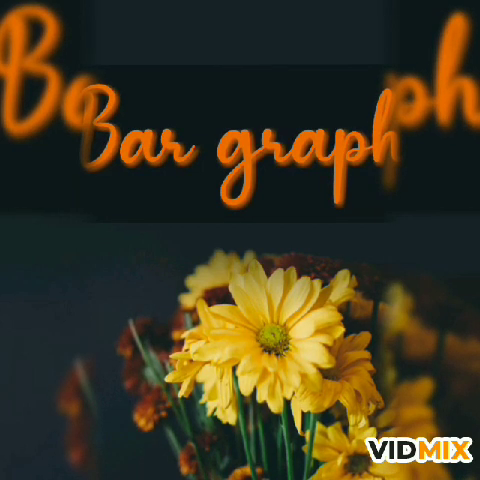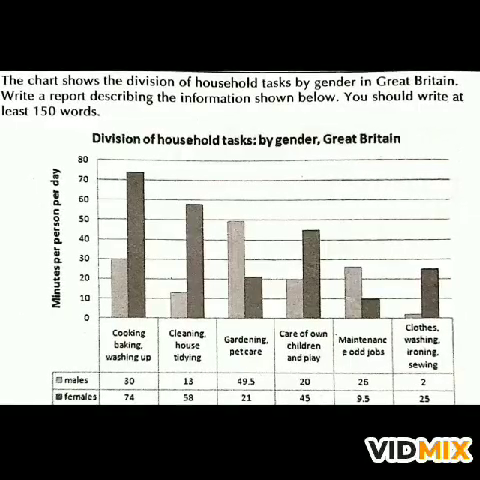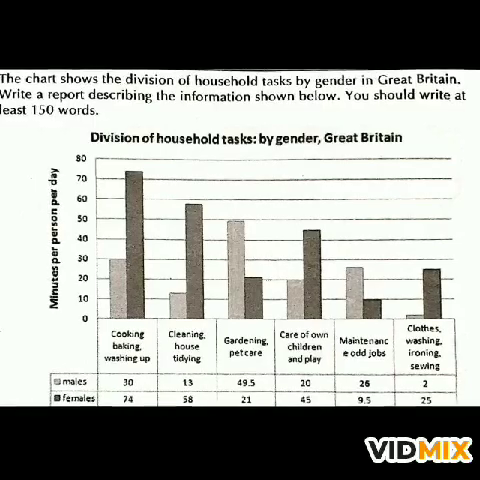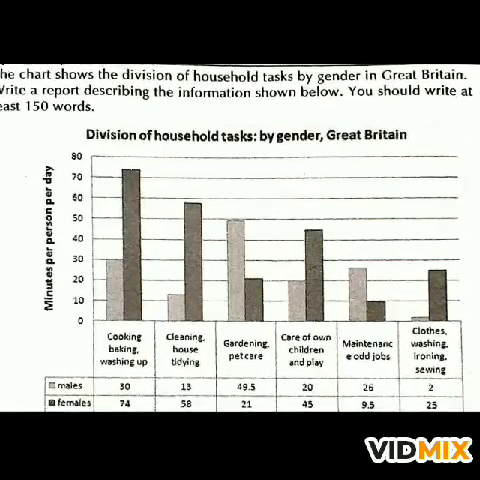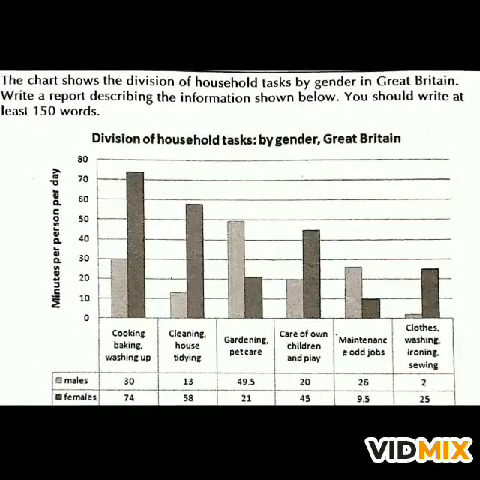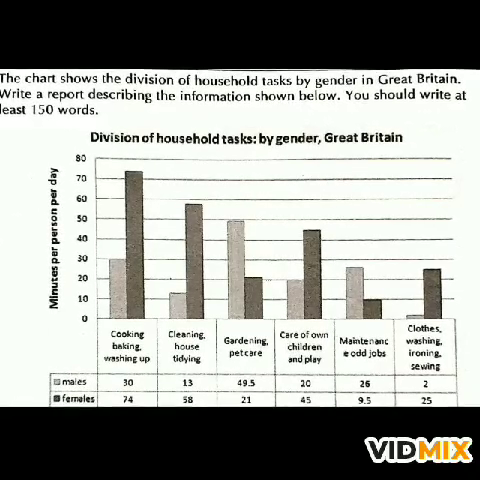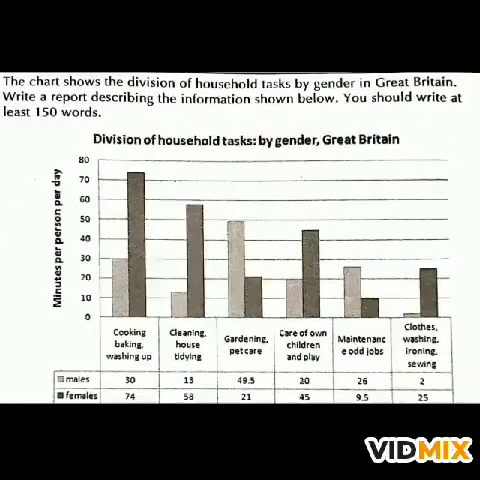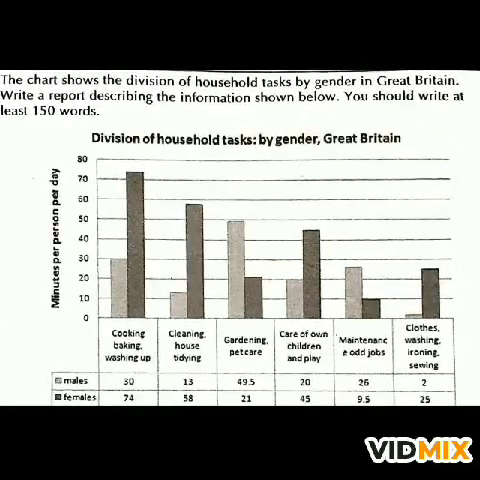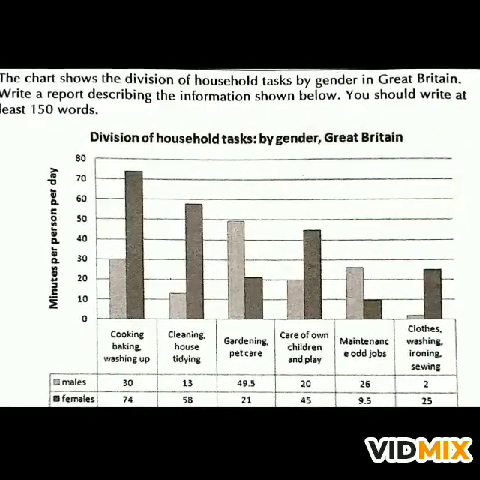Now, look at the question given here. The chart shows the division of household tasks by gender in Great Britain. Write a report describing the information shown below. You should write at least 150 words. Here, you are asked to write a report describing the division of household tasks by men and women in Great Britain. This is a bar graph and it shows the relationships between the tasks done by both men and women.